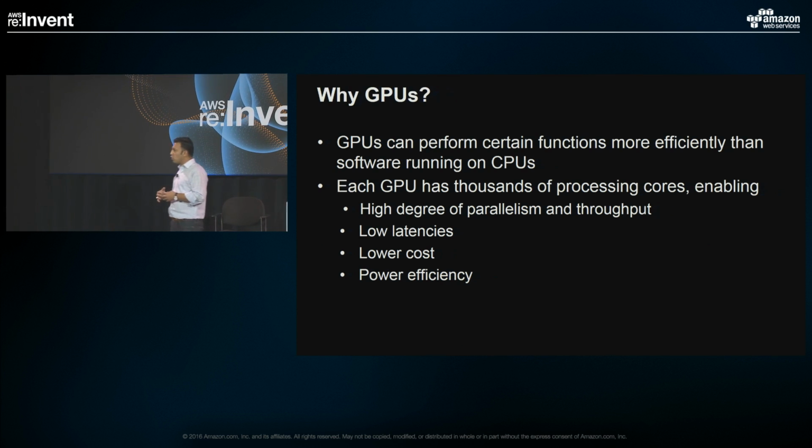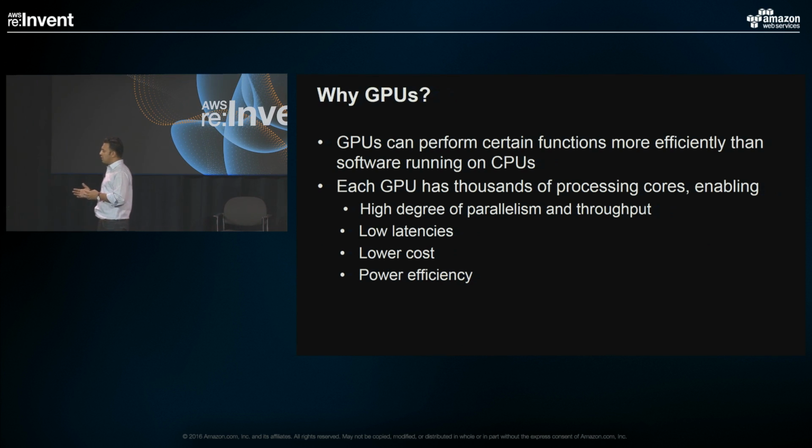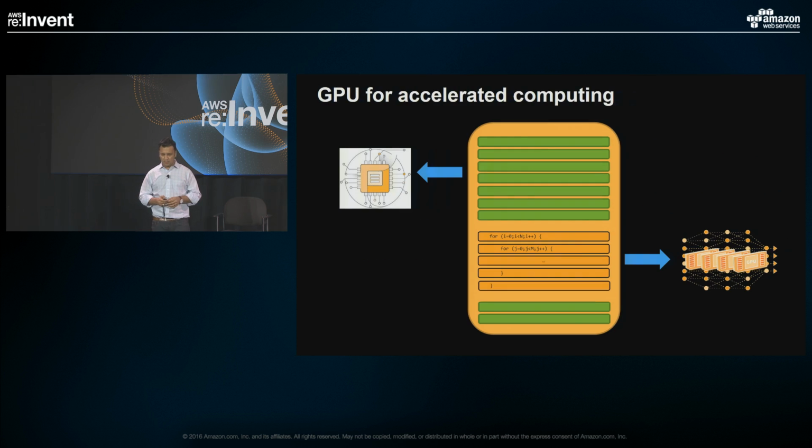It lowers the overall cost of your computation needs because now you don't have to buy a really big CPU box, and you can lower your average utilization on CPUs, so you save some money there. And of course, it's efficient with power. So GPUs are everywhere. GPUs are nothing new, right?